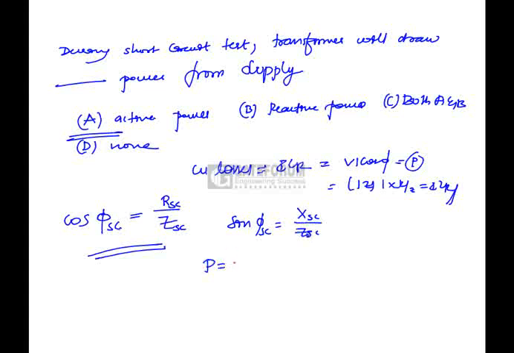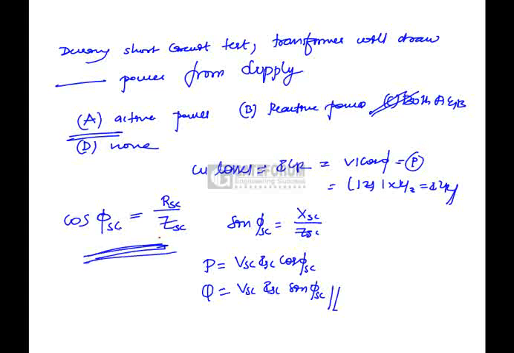Now what is active power? VSC into ISC cos phi SC. Similarly, reactive power drawn from the supply is VSC ISC sin phi SC. That means in short circuit test, the supply will draw both active and reactive power, since you have some short circuit power factor as RSC by ZSC. Option C is the correct answer.